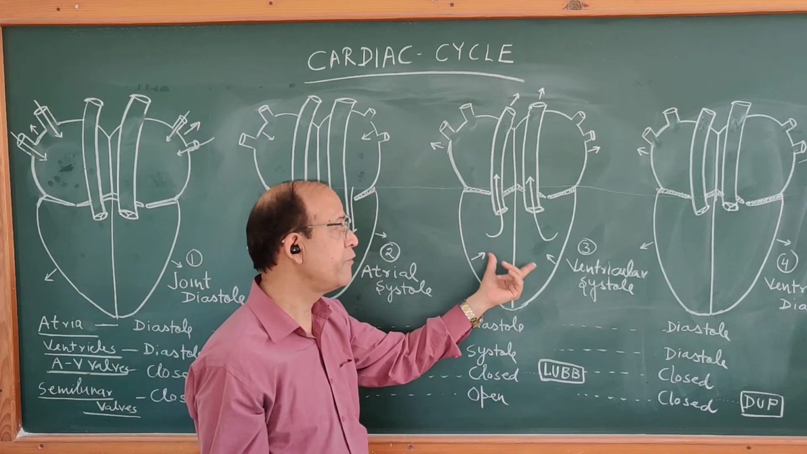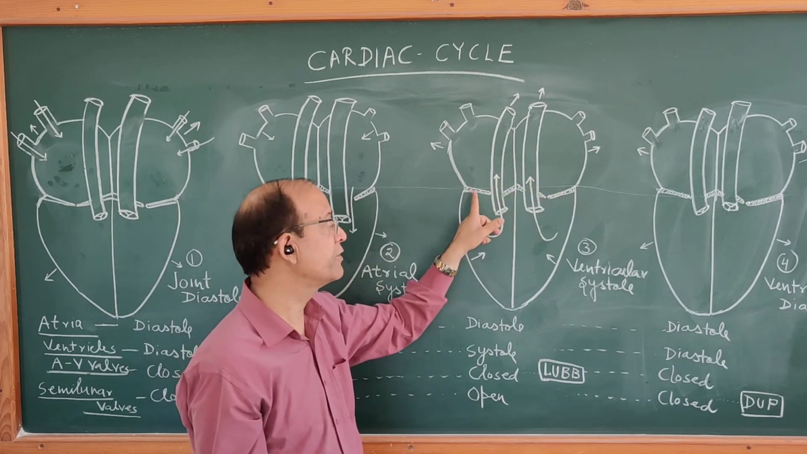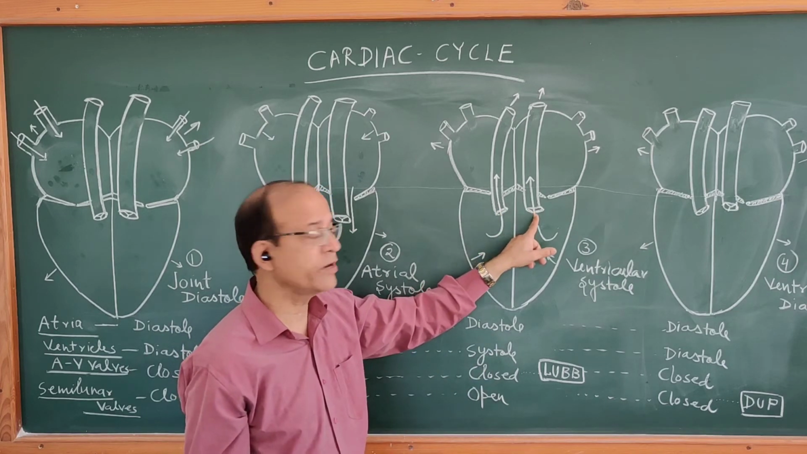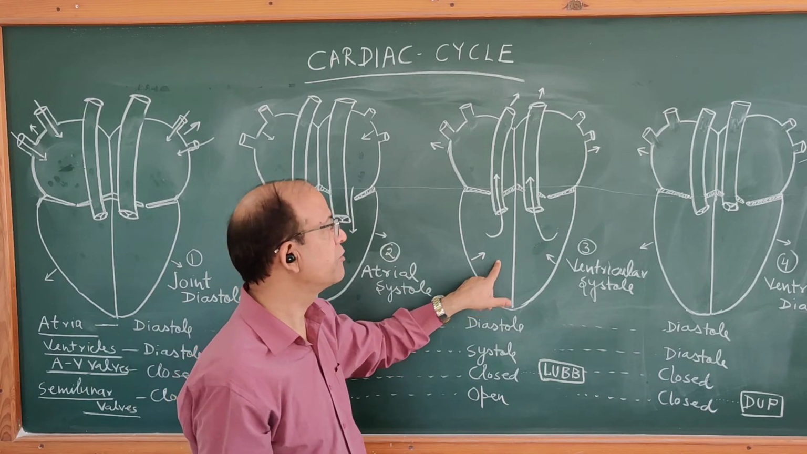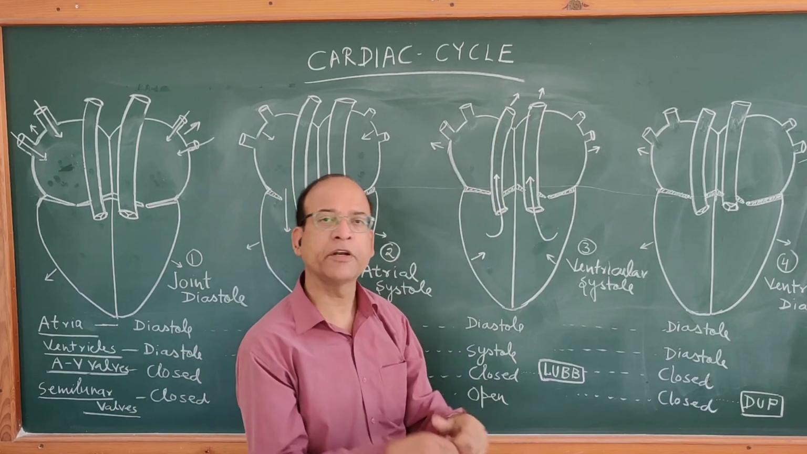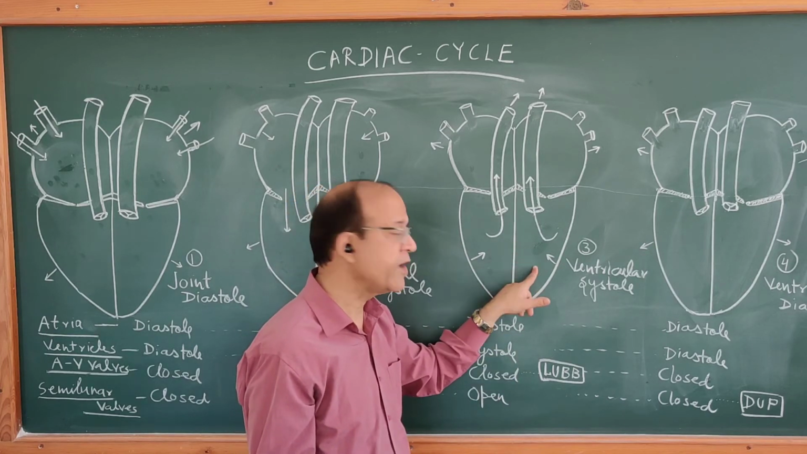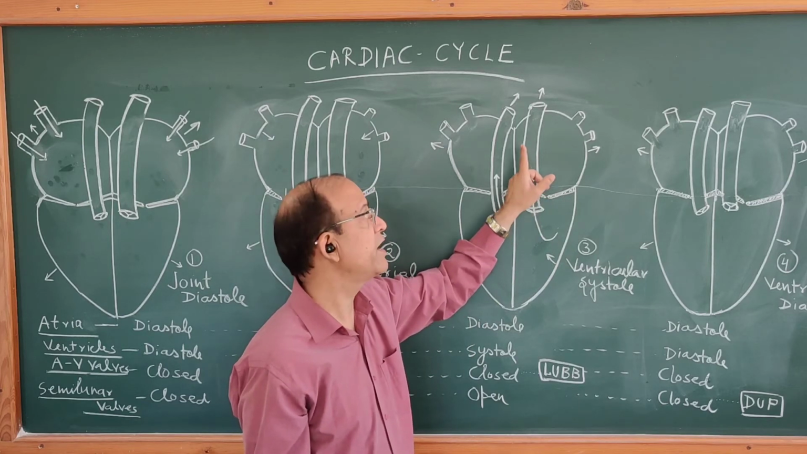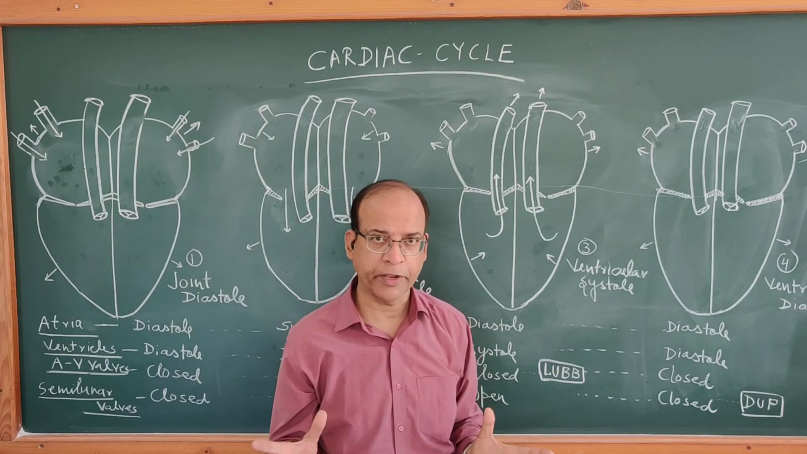So blood from the ventricles cannot go back to the atria, because both the AV valves are closed. But because the semilunar valves are open, deoxygenated blood from the right ventricle is pumped into the pulmonary artery. The pulmonary artery carries this blood to the lungs for purification. At the same time, from the left ventricle, oxygenated blood is pumped into the main aorta, and this main aorta distributes this oxygenated blood throughout the body.